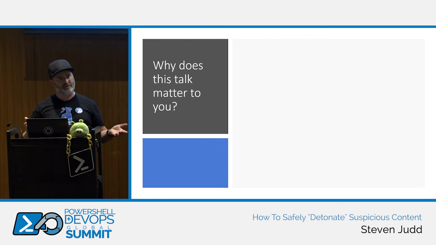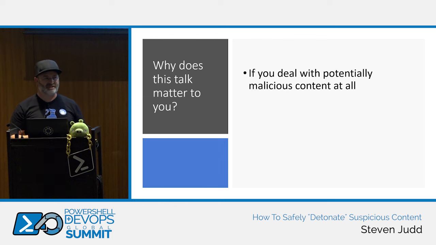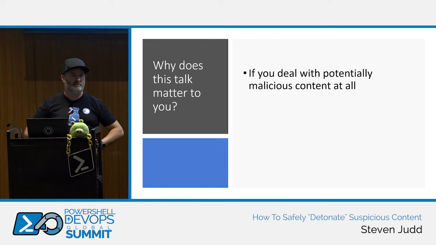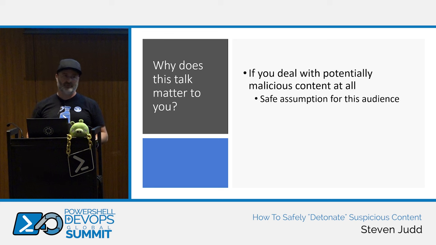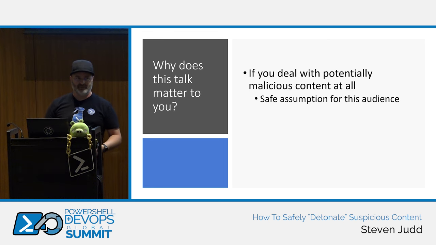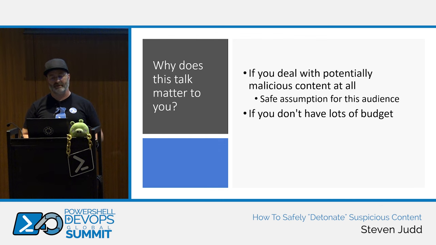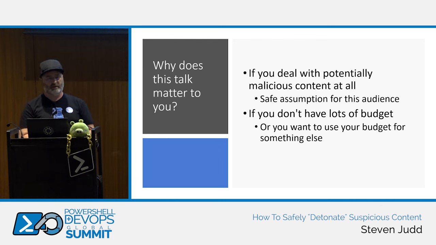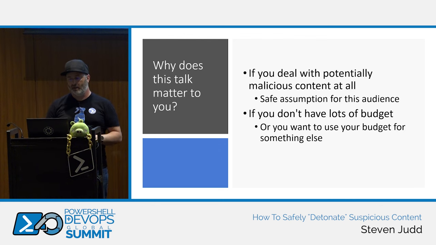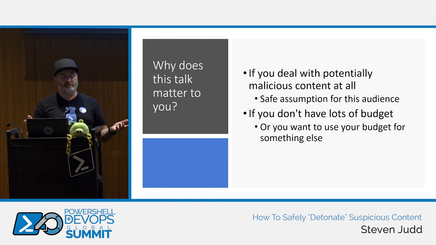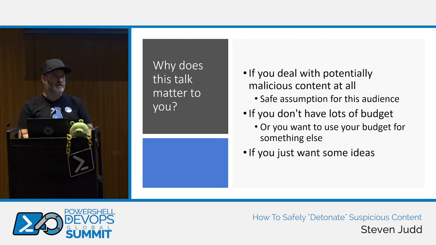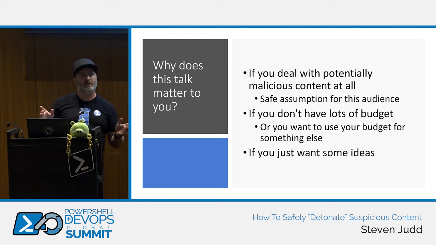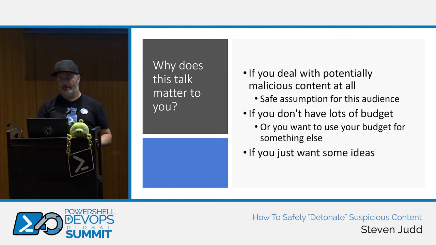Okay, why does this talk matter to you? Thank you for coming. Why do you care? Well, if you deal with potentially malicious content at all, then this matters, because you don't want to be opening that on your home computer or your parents' computer, and you don't want your parents or your friends opening it. It's a safe assumption for this audience that you're going to be dealing with some malicious content. Also, if you don't have lots of budget, I'm going to show you some really awesome ways to do it with very little money. Or if you want to use your budget for something else, use it for something else. And also if you just want some ideas. Maybe none of this applies to you, but you look at it and you go, I can use that.